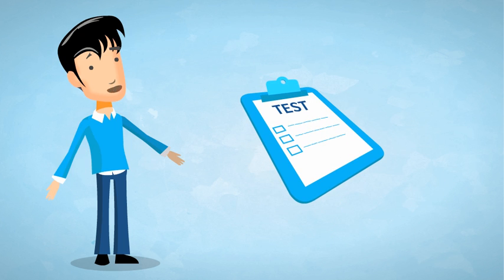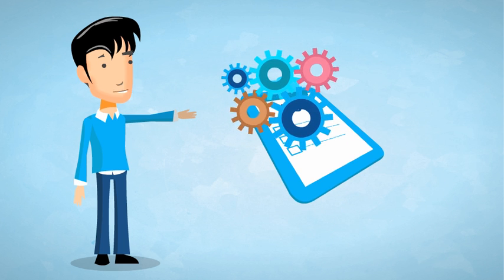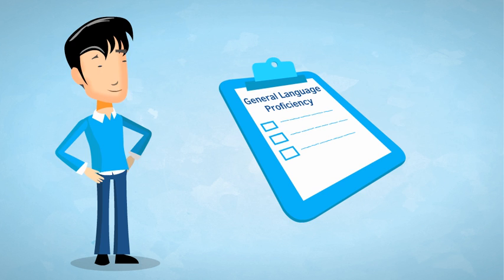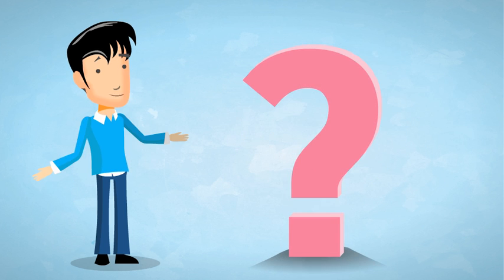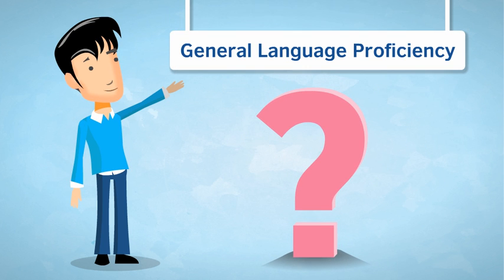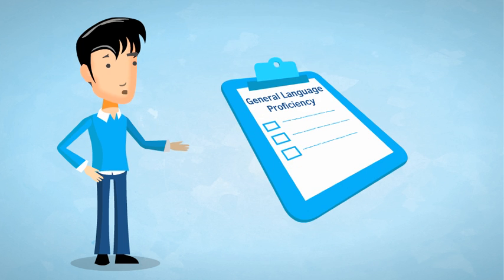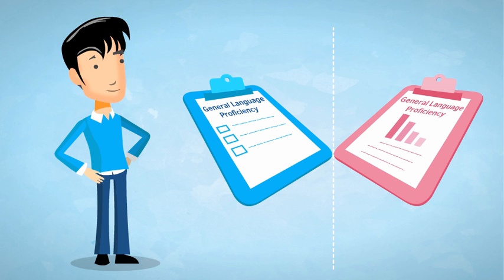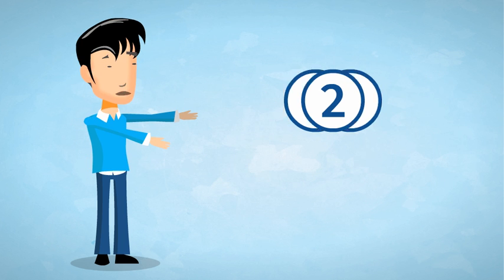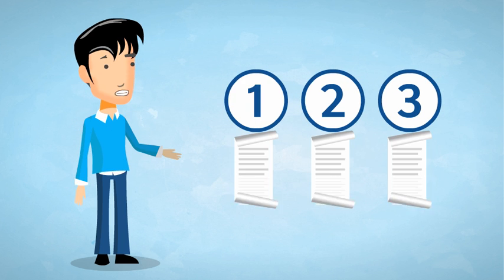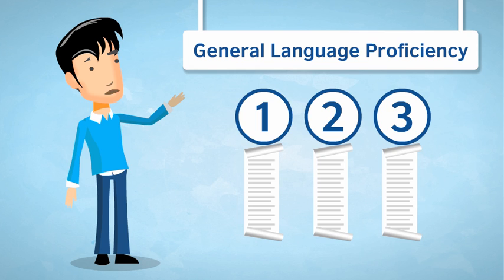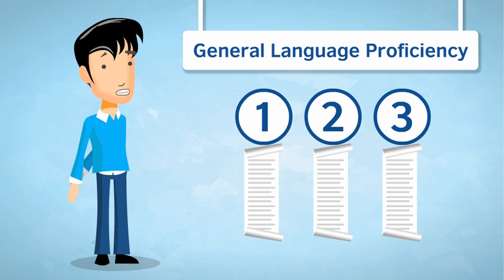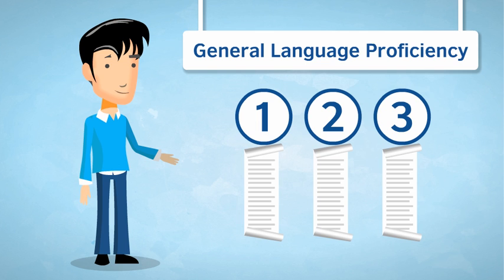So, before we start the process of making a test of general language proficiency, we have to decide exactly what we mean by the term. This is because the test we develop will look completely different depending on our perspective. There are at least 3 quite different ways we can describe general language proficiency. Let's think about each of these.